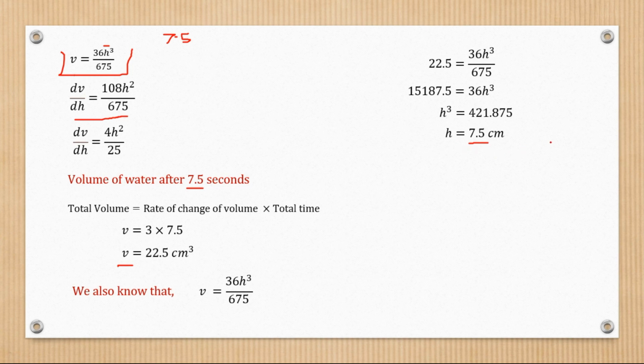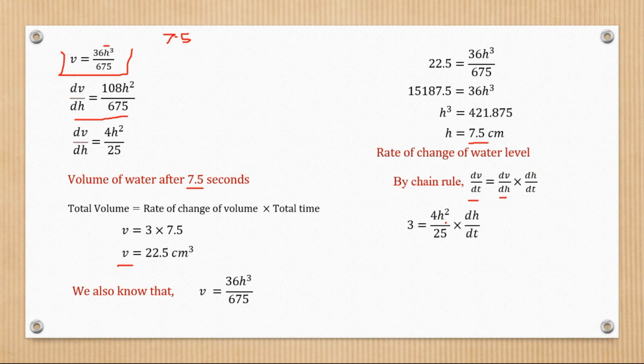Now that we know the height of water after that time, we can find the rate of change of the water level. We're going to use the chain rule to find it. Remember, we're relating volume to height, so we're going to have dV/dt being equal to dV/dh times dh/dt. Now we know that dV/dh is this value right here, times the dh/dt that we're looking for. So dV/dt is given as 3, being equal to this 4h squared over 25 times dh/dt.